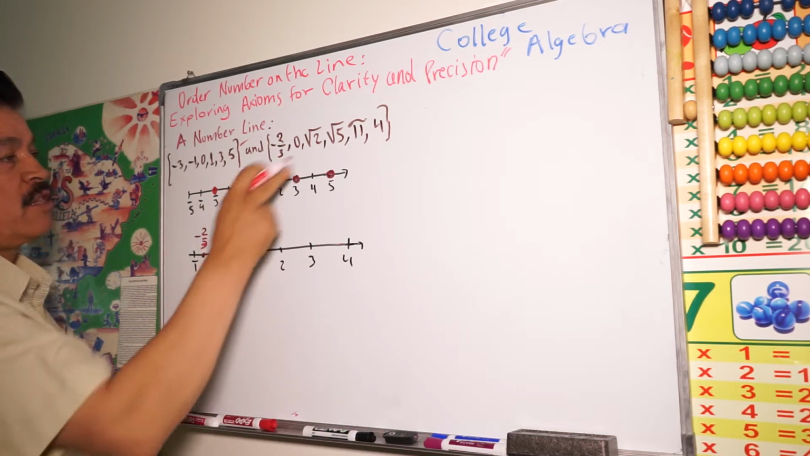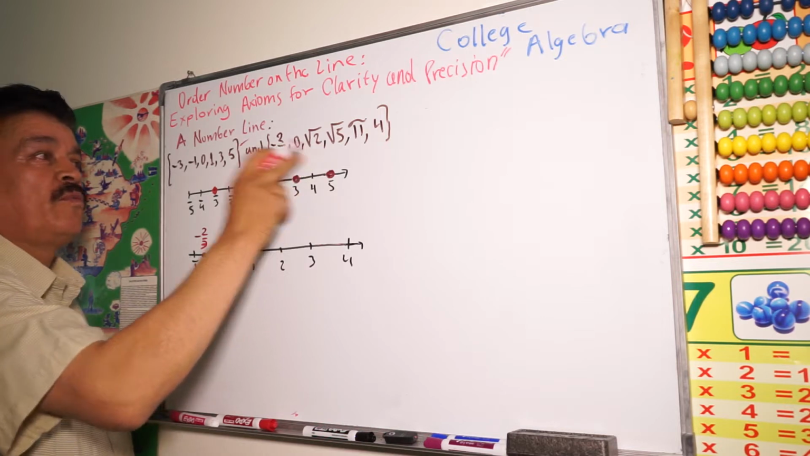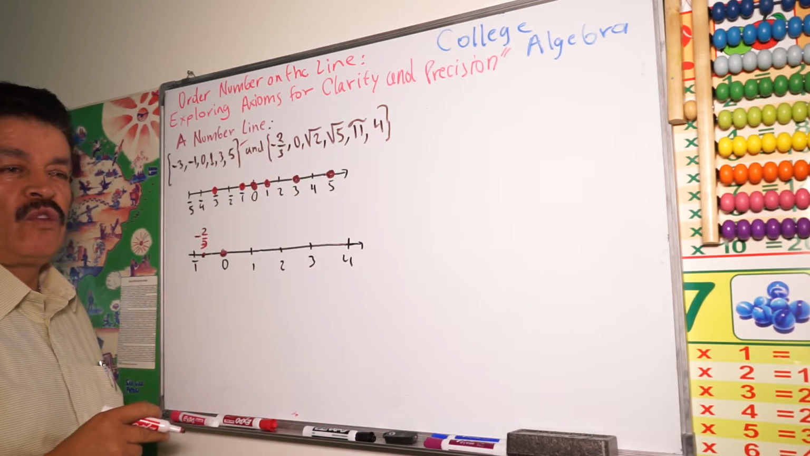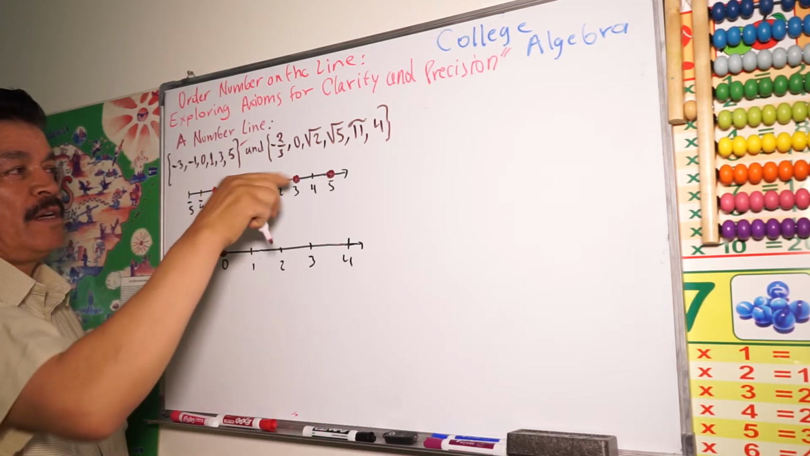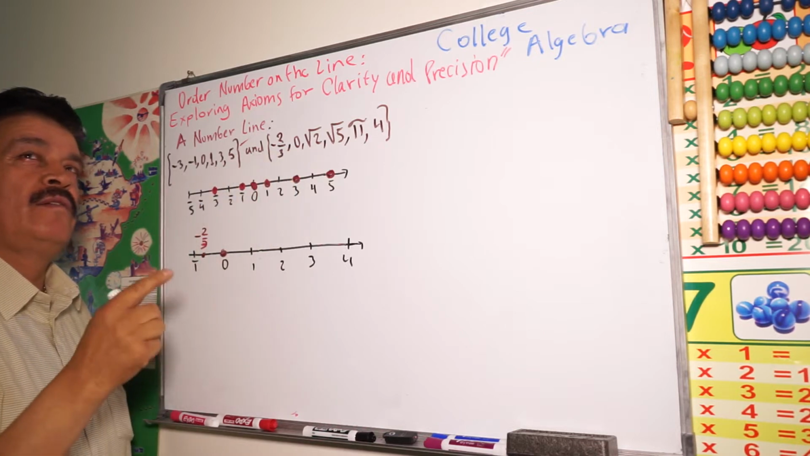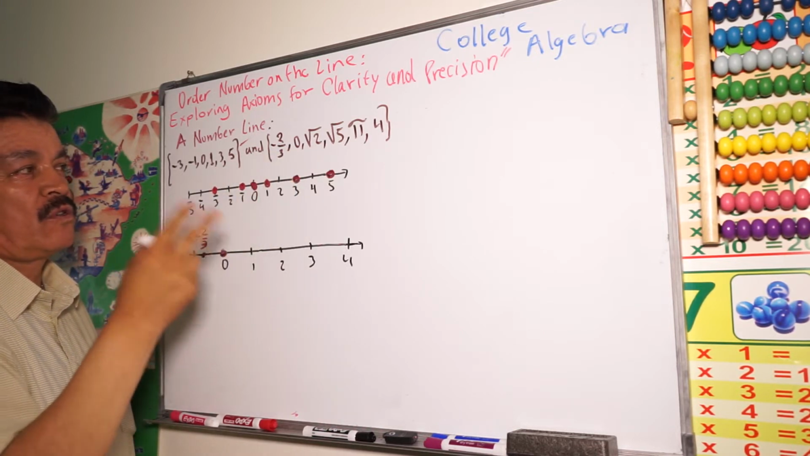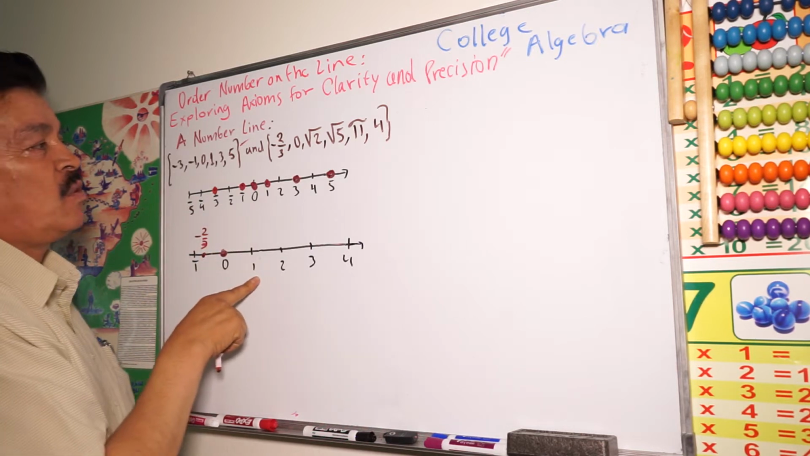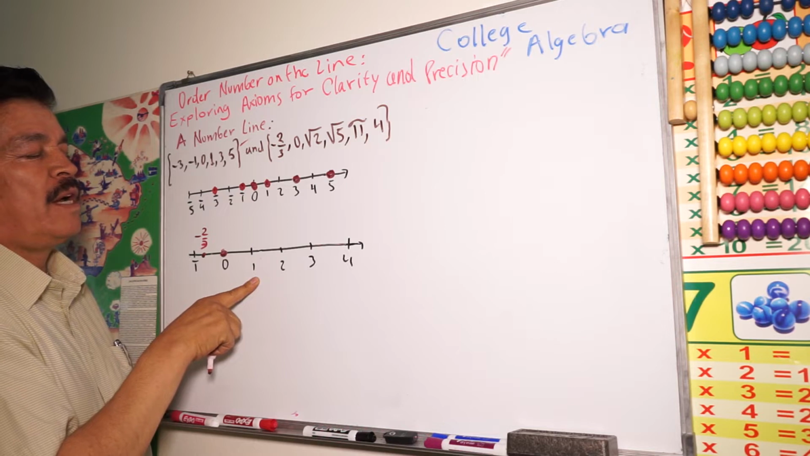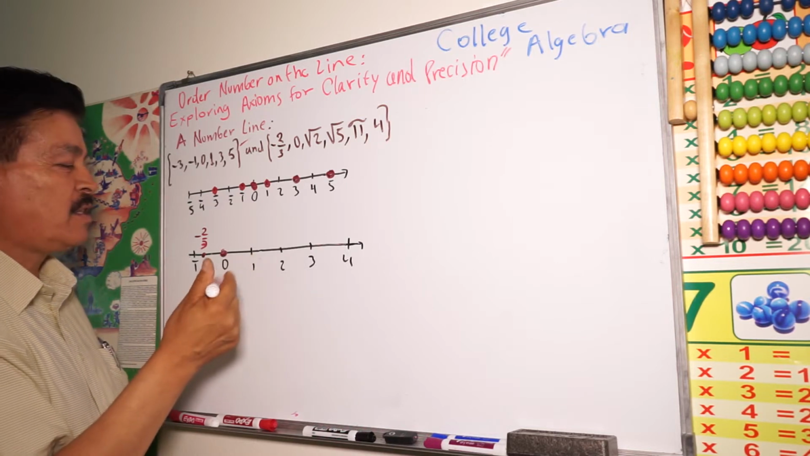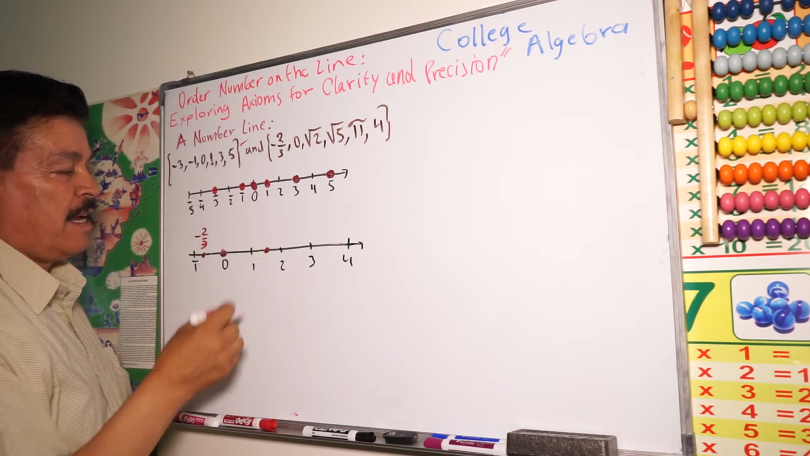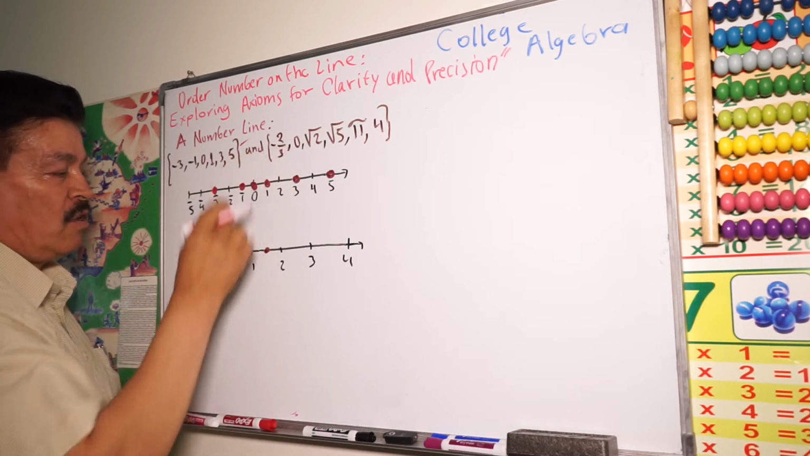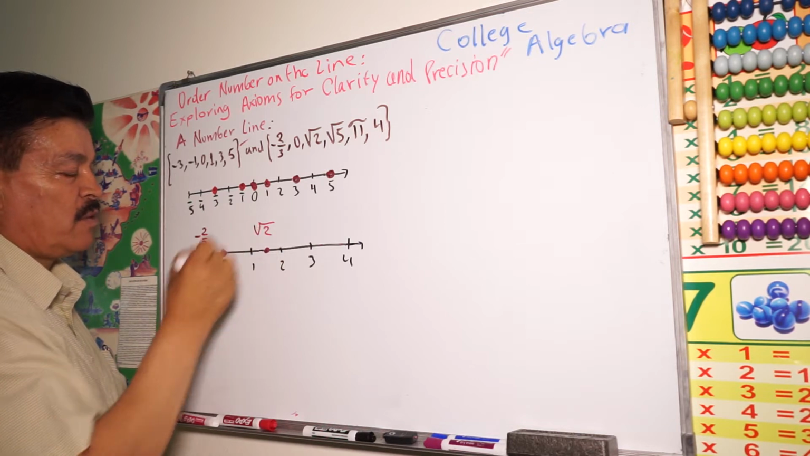And then we have 0 right here. And then the square root of 2. How much is the square root of 2? We have to find a number that multiplied by itself equals 2. 2 times 2 is 4, and 1 times 1 is 1, so it is between 1 and 2. The square root of 2 is 1 point something, almost one and a half. I just want you to see the position of each number. So right here is the square root of 2.